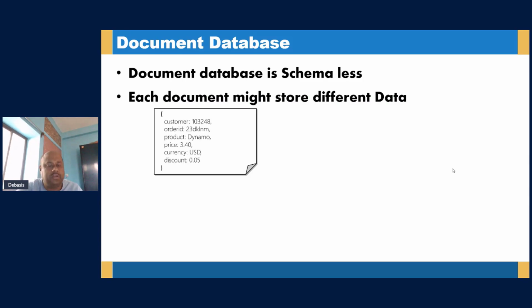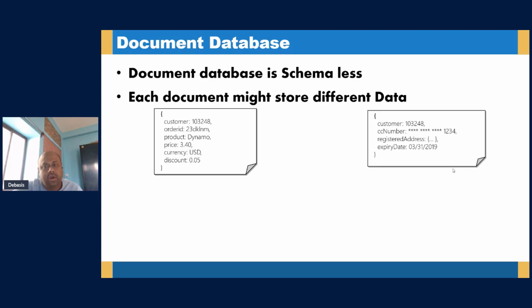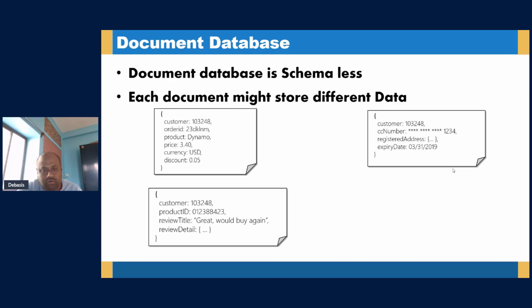Like this is a sample example of one object document, which contains a customer, order ID, product, price, currency, and discount. Similarly, we can create another object like this, where maybe the customer is the same property, but the rest of the 3 properties are different. So these 2 different documents we can store in a single database or in a single place, as 2 different objects or 2 different documents.